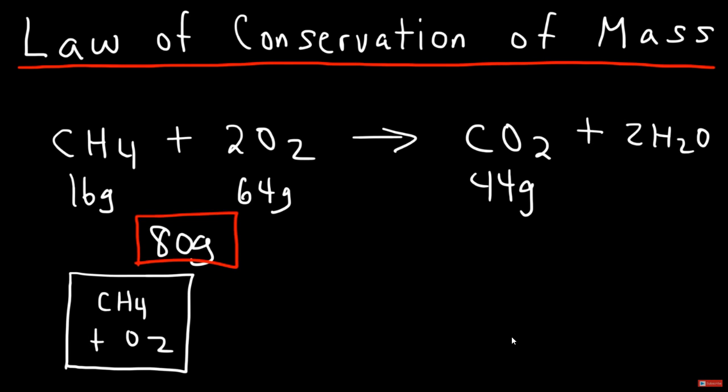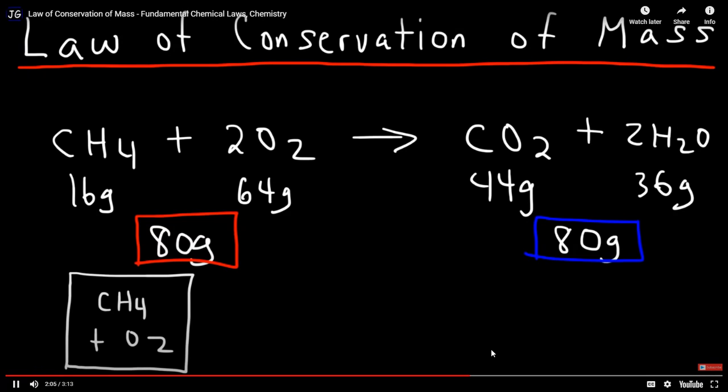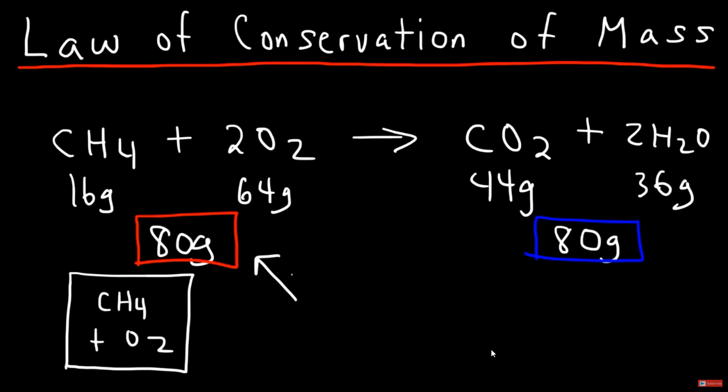At the end of the reaction, according to the law of conservation of mass, in a closed system, you should still have 80 grams of mass. So if we have 44 grams of carbon dioxide, the remaining amount of mass should be water. 80 minus 44 is 36. So therefore, we should expect to collect 36 grams of water. And that's the main idea behind the law of conservation of mass. If you have 80 grams of material inside the closed container before the reaction, then when the reaction is complete, you should still have 80 grams of matter inside that container.